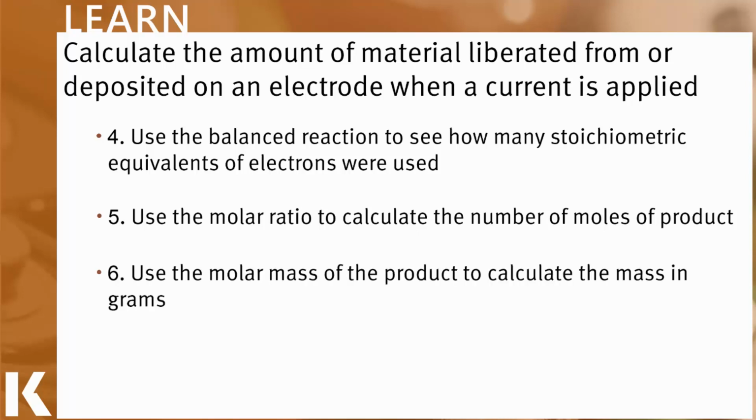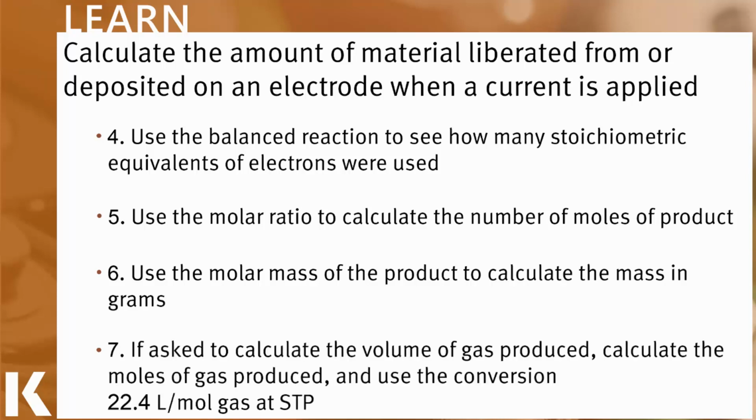And then if we're trying to calculate mass in grams, we'll have to convert the moles of product into mass in grams. Or if we've been asked to calculate a volume of gas produced, we'll take that number of moles of gas produced and use the conversion factor of 22.4 liters per mole of a gas at standard temperature and pressure. So that sounds like a lot of steps. But let's walk through a couple examples, and I think you'll see that just following the logic of what's going on, this really isn't too hard to do.